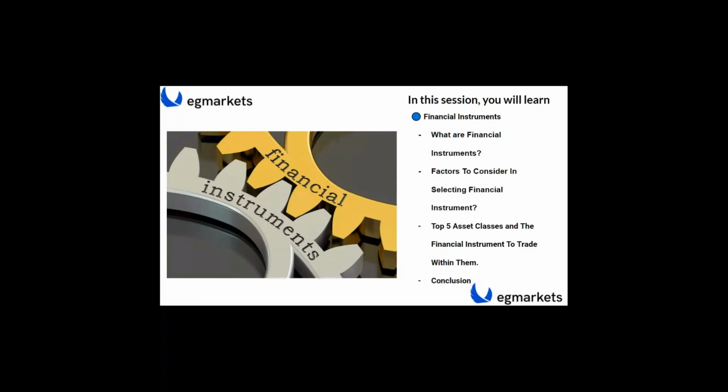Now, for indices, the best 3 financial instruments to trade under indices is the Dow Jones. Dow Jones can also be called US 30 or Wall Street. That's Dow Jones. The next is the NASDAQ. The NASDAQ is called US Tech 100 also, or US 100. And the last but not the least is US 2000 or Small Caps 2000.